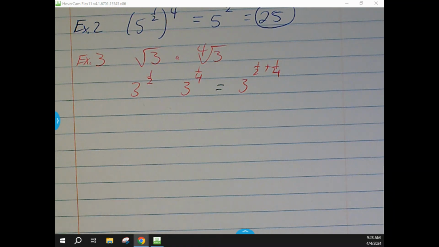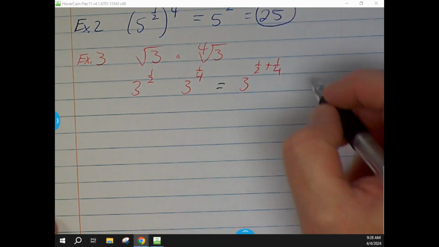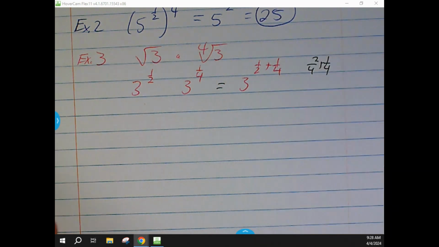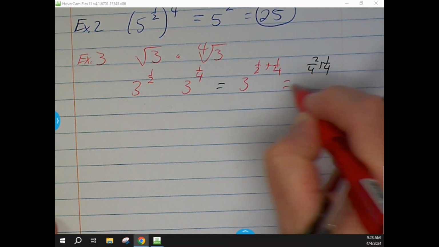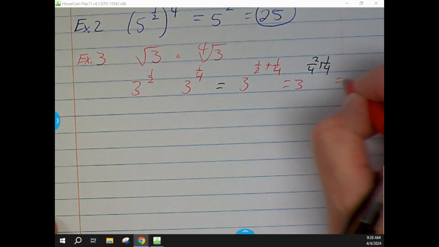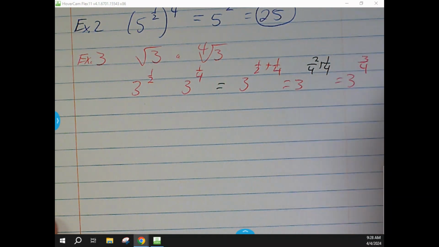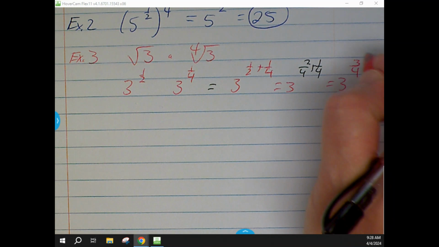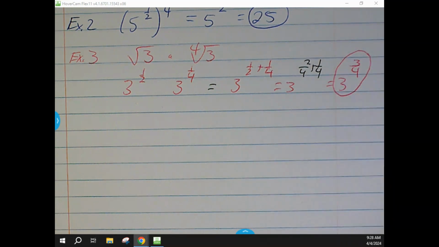Okay, so 1/2 plus 1/4. If you get your common denominators, that's going to be 2/4 plus 1/4, right? So adding those together, that would be 3 to the 3/4 power. And if they ask you to leave your answer in exponential form, that would be your answer.